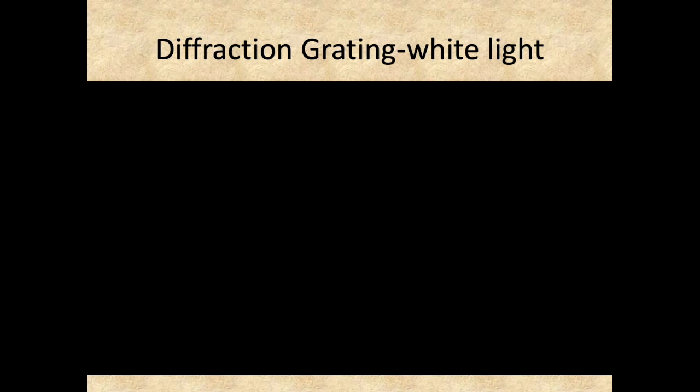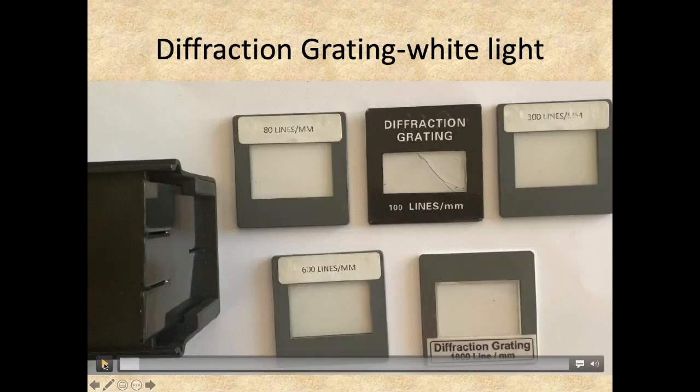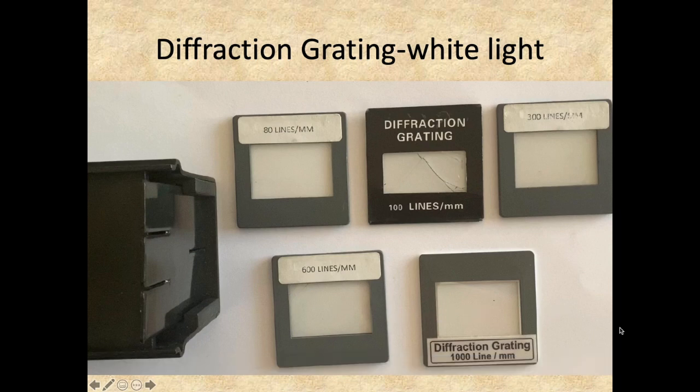Now, what happens if we're not using monochromatic light? What if we are using white light? This is what my diffraction gratings look like. They're all labeled with number of lines per millimeter. This is my light source, and I'm going to be using these variations of diffraction gratings.